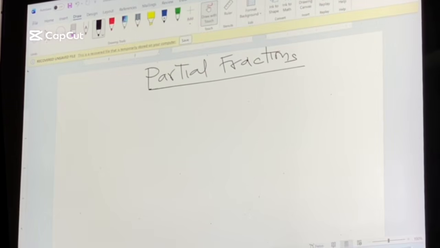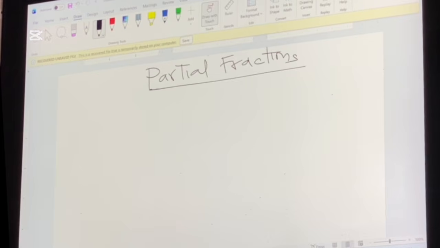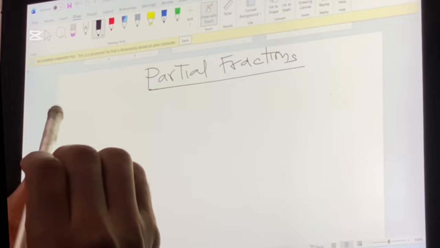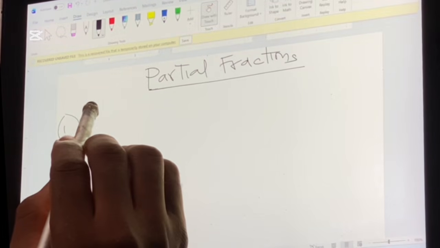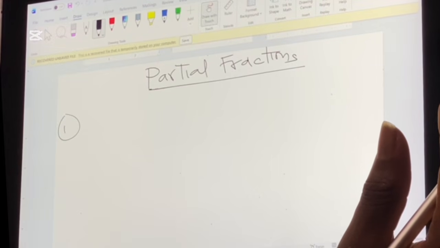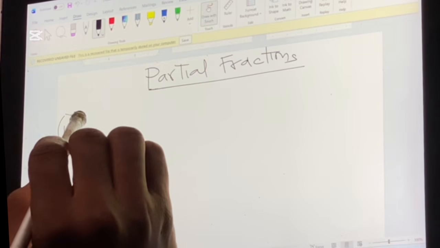All right. In this video, we're gonna focus on partial fractions. But before we solve a question here on partial fractions, two things here. The first one here is to identify if that particular fraction is a proper fraction or improper fraction.